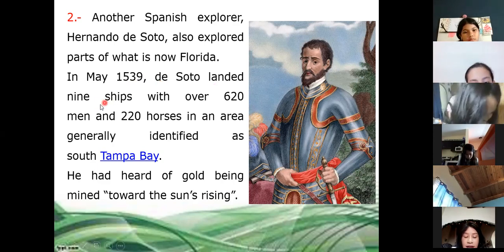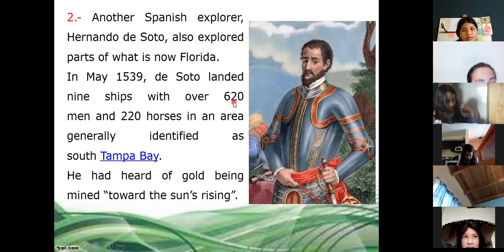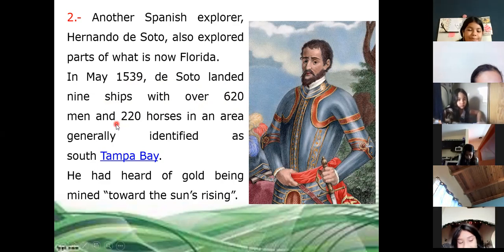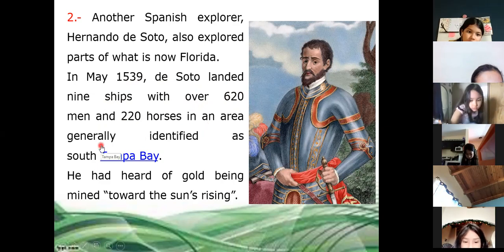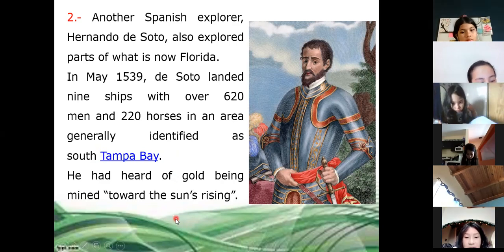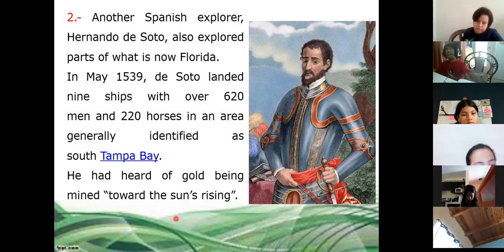De Soto lands 9 ships with over 620 men and 220 horses in an area generally identified as Tampa Bay. He had heard of gold mines toward the sunrise.